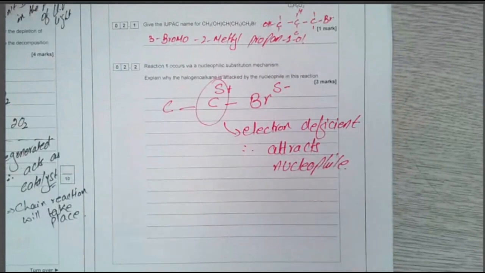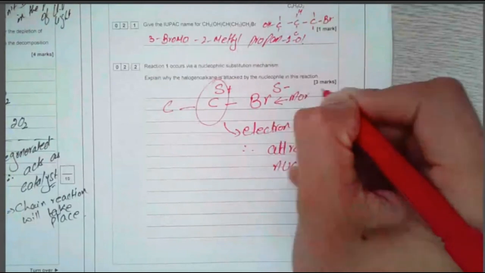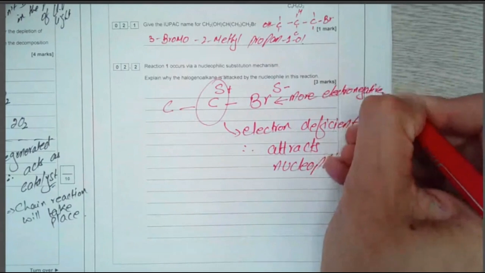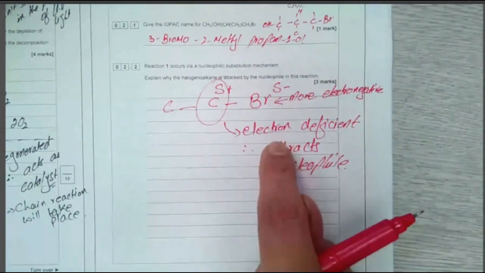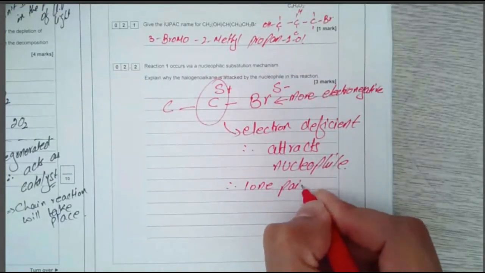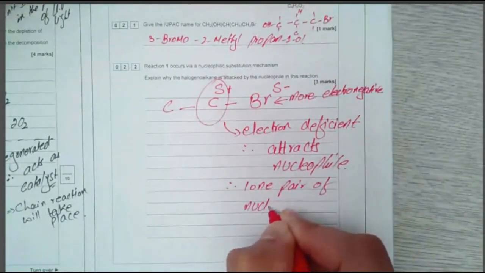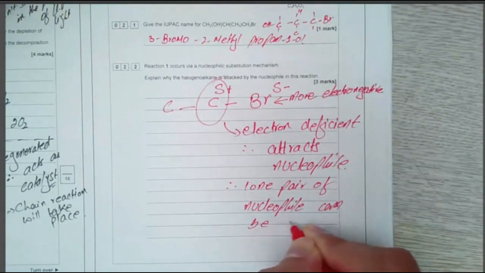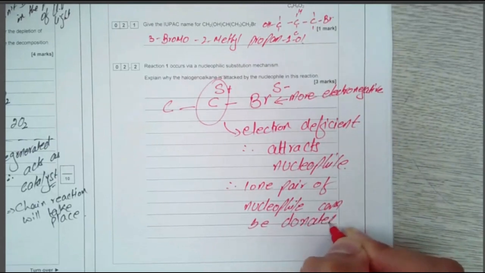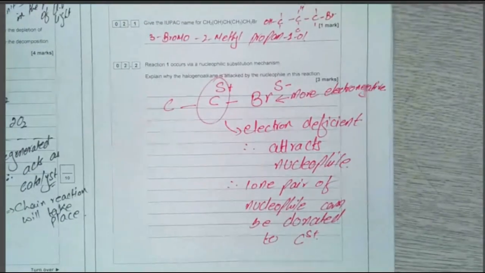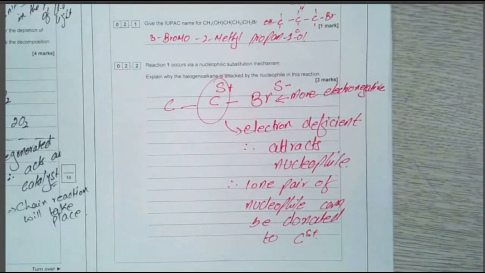Okay. Now this is more electronegative. You have to say all of this, right? More electronegative, so the carbon is electron deficient and attracts the nucleophile. Therefore, the lone pair of the nucleophile can be donated to the C delta plus, which is the electron deficient carbon. Next page.